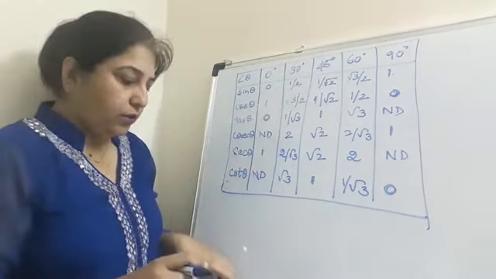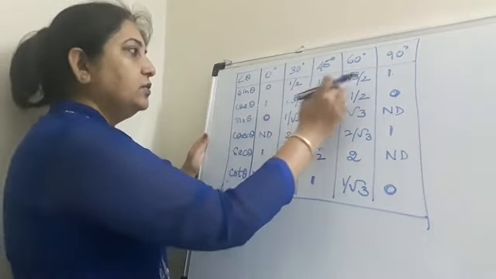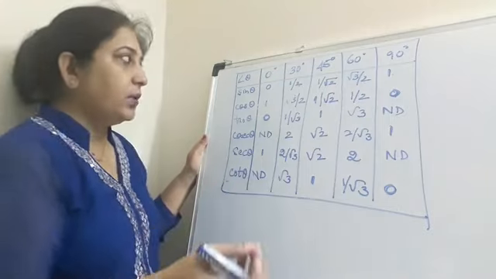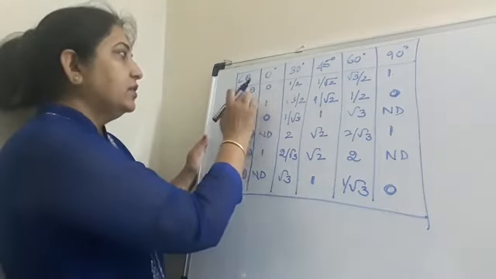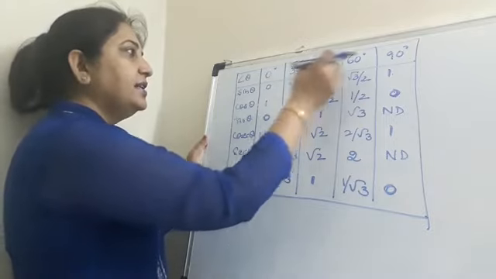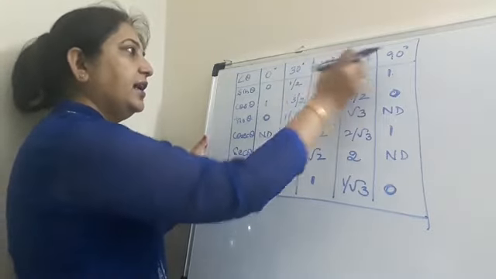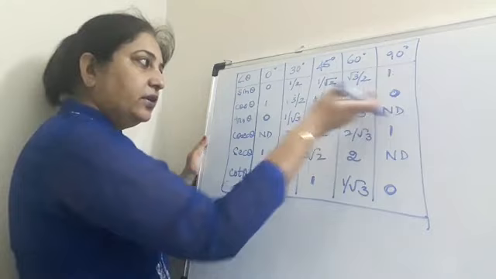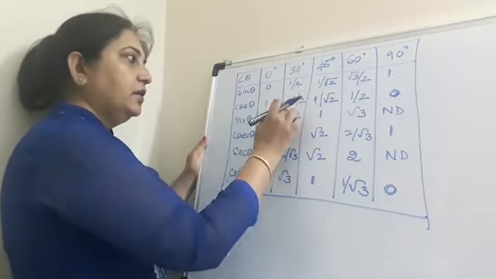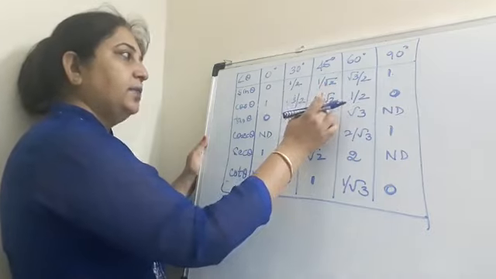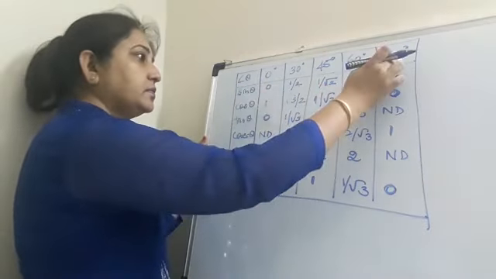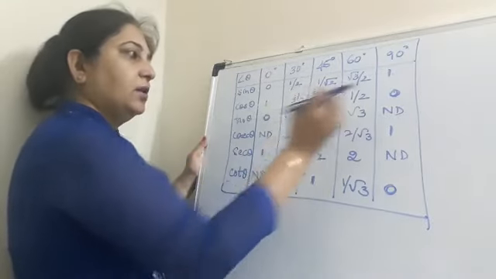So as I told you, if you know these values, it will be easy for you to complete the table. So let's revise quickly. Sin 0 is 0, sin 30 is 1 by 2, sin 45 is 1 by root 2, sin 60 is root 3 by 2 and sin 90 is 1. Then we go in the reverse order. 1 comes here, root 3 by 2 comes here, 1 by root 2 is in the same place, 1 by 2 comes here, and cos of 90 will be 0.